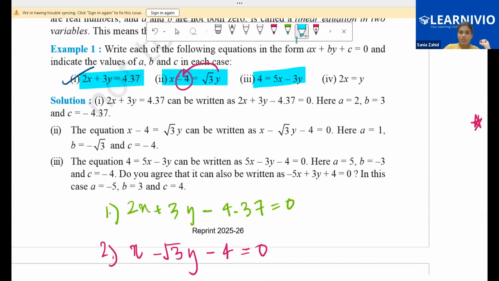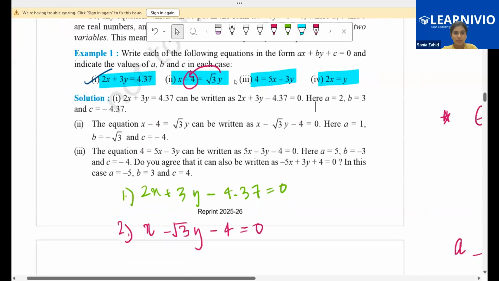Similarly, can we do the third and the fourth also? Have a look at them and tell me. 5x minus 3y, then 4 will come from the right hand side to the left, and it will be negative 4 equals 0. Equals 0. Very good. And the fourth one? 2x minus y plus 0 equals 0. So that is how we are able to write any equation in the general form, right, children?